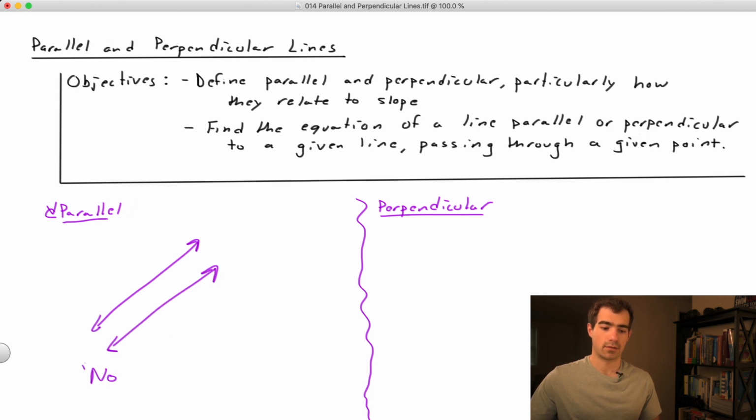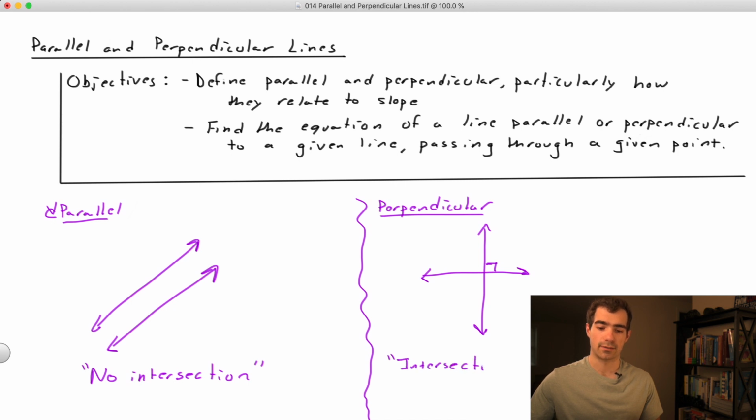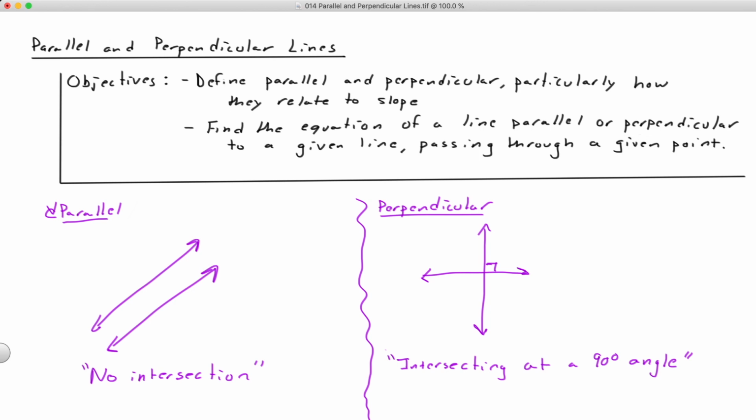Defined by no intersection. And perpendicular lines, they do meet, but they're defined by meeting in a particular way. That is, they will meet and intersect at a right angle. And so that might look something like this, right? Where their intersection is a right angle or a 90-degree angle. And so these are defined by intersecting at a 90-degree angle. And these are fantastic definitions for their purpose and really useful, particularly when thinking intuitively about these two concepts.